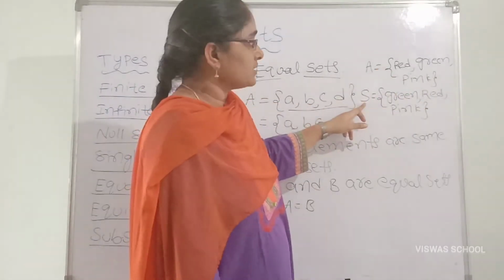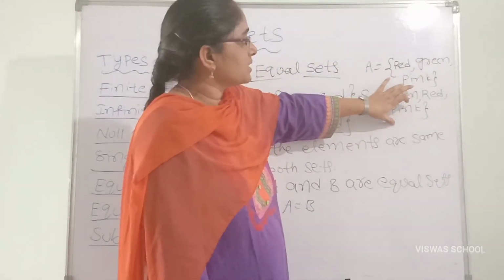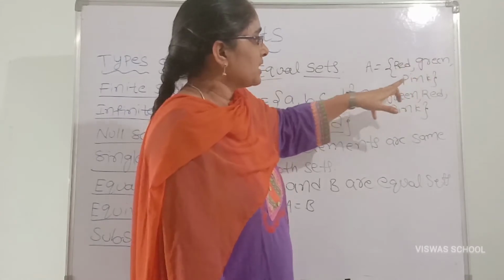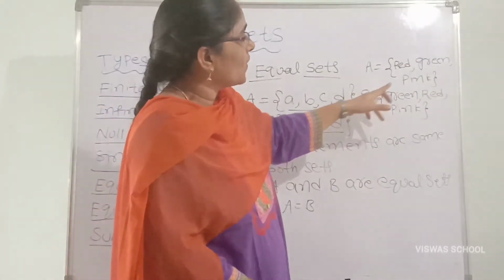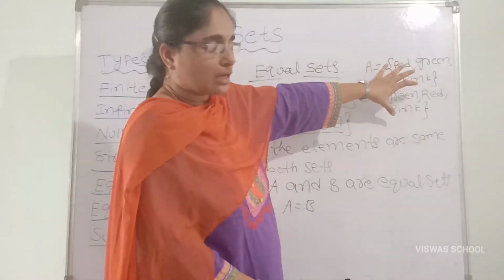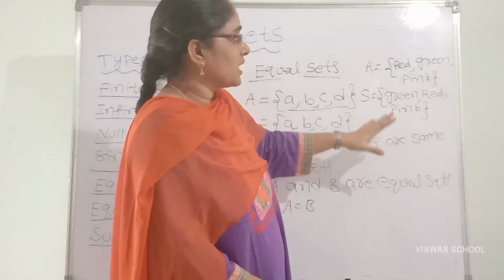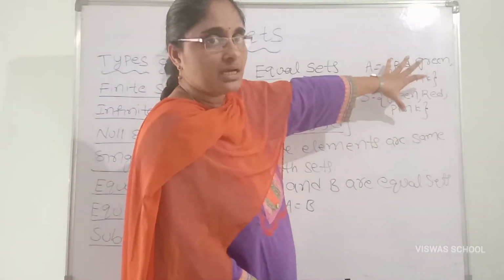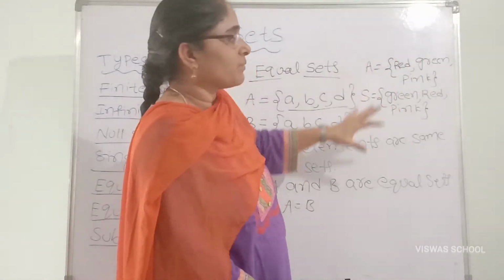In A and S, the objects are same. Red, green, pink and green, red, pink. But the only difference is that the order is different. In this case also, A and S are equal sets only, because the sets are containing the same elements. That's why these are equal sets only.